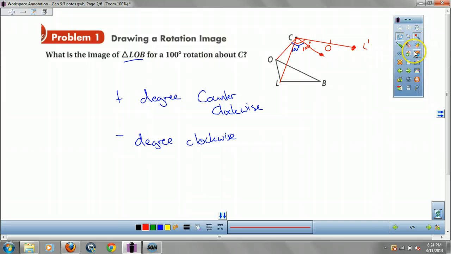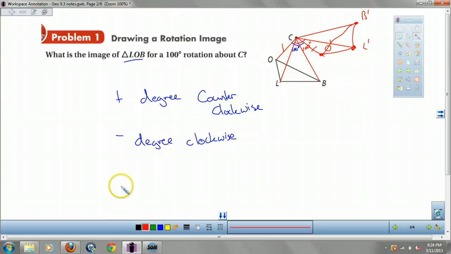Then I'm going to do it one more time. Connect my B to my C. I go over about 100 degrees. That's good enough. And that's my B prime. Connect the dots. Ba boom, bada bing. Ain't no thing but rotation. Okay?